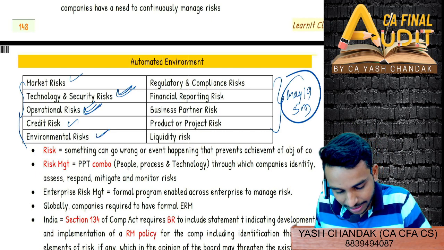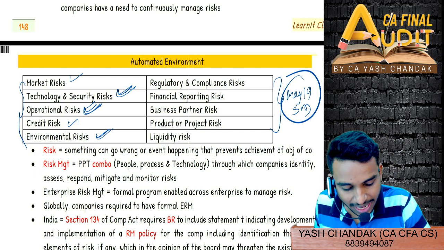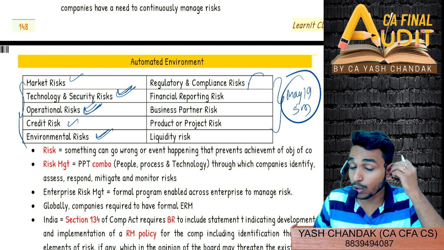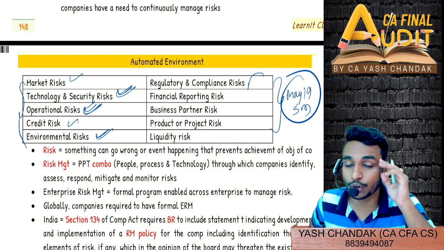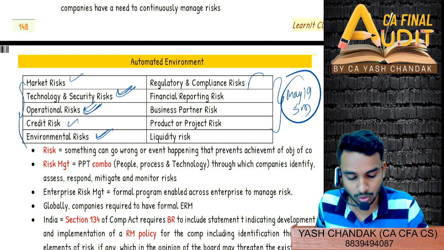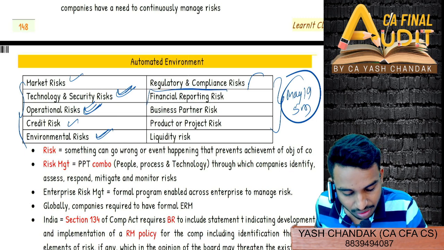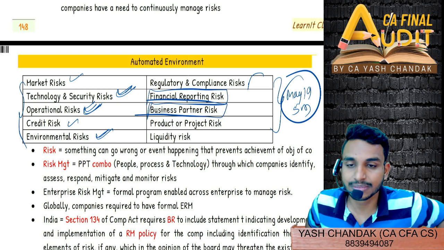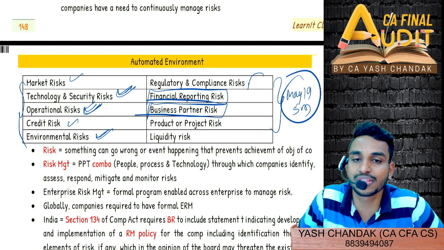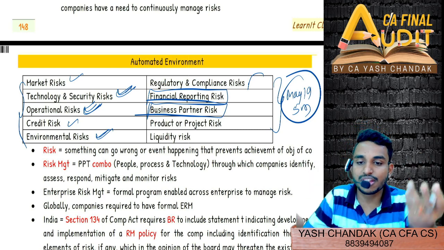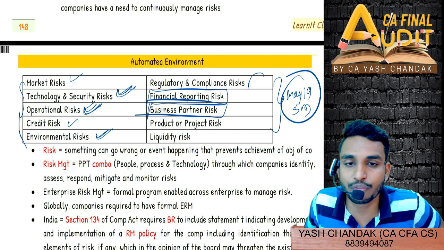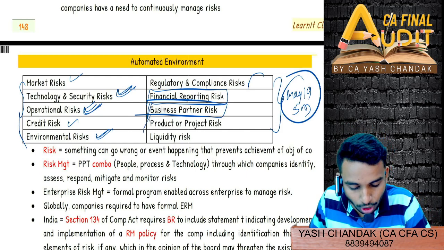Credit risk and then environmental risk. Then regulatory and compliance risk, right? Like the laws and regulations also have to be followed. If not, then there could be a compliance risk, a compliance issue. Then financial reporting risk as well. Business partner risk, right? Like you must be feeling life partner risk, similarly there is also business partner risk. What if our business partner defaults? Then product or project risk.